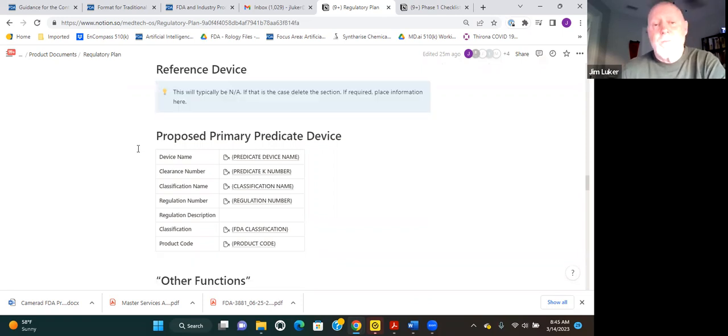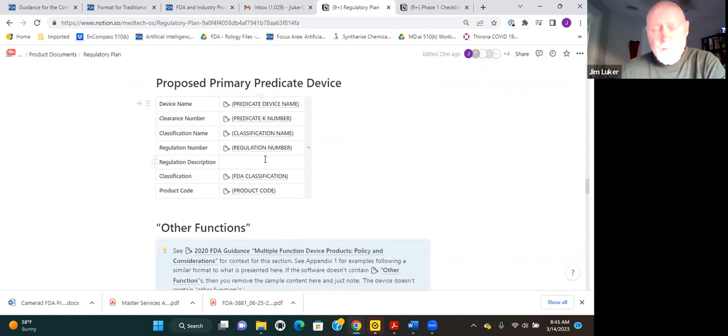From that search above of the predicate device, we want to propose a primary predicate device. It's best if you have a single device that you go through the whole, let's assume it's a 510(k), one device that you are going to compare to. It has the same intended use, it has similar indications, technology is fairly much the same, not exactly, and you would propose a primary. FDA prefers that you don't use multiple predicates. You can, but you still are supposed to pick a primary.